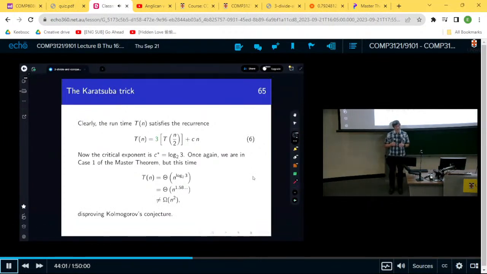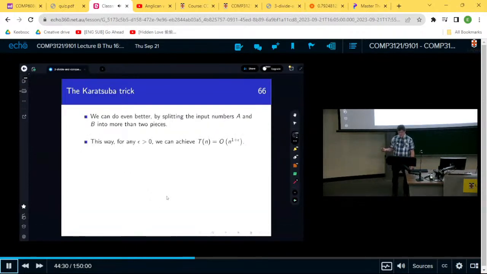Okay, so this means that the master theorem now tells us that the running time of Karatsuba's algorithm is big theta of n to the power 1.58, etc. And so this is smaller than n squared, and this disproves Kolmogorov's conjecture and gives a faster algorithm for multiplying two integers.